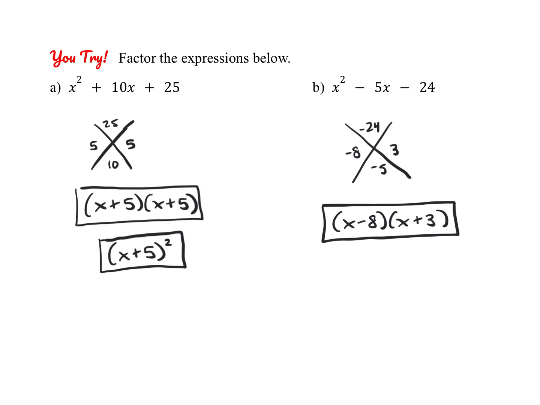All right, go ahead and check your work here. For part A, we have x plus 5 squared, the same factor twice. And then for part B, we have x minus 8 times x plus 3. Check the signs of your factors. It should be x minus 8 and then x plus 3.